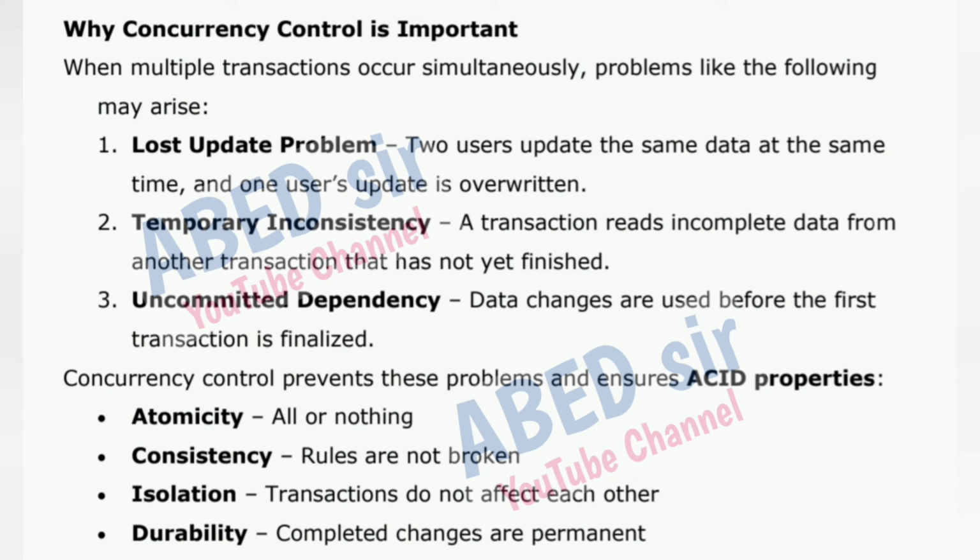2. Temporary inconsistency. A transaction reads incomplete data from another transaction that has not yet finished. 3. Uncommitted dependency. Data changes are used before the first transaction is finalized. Concurrency control prevents these problems and ensures ACID properties. Atomicity, all or nothing. Consistency, rules are not broken. Isolation, transactions do not affect each other. Durability, completed changes are permanent.